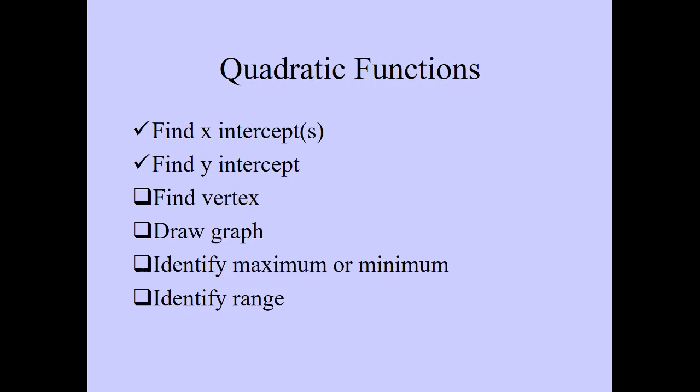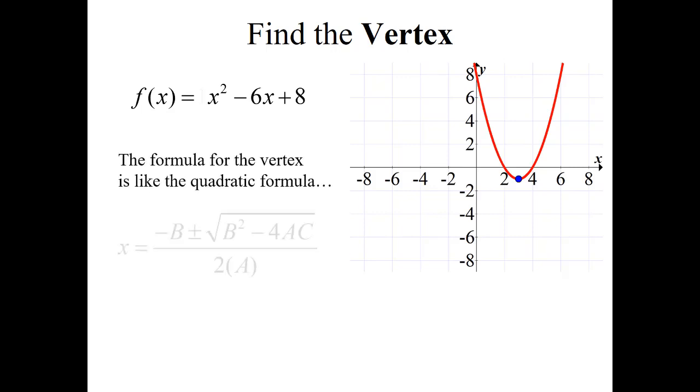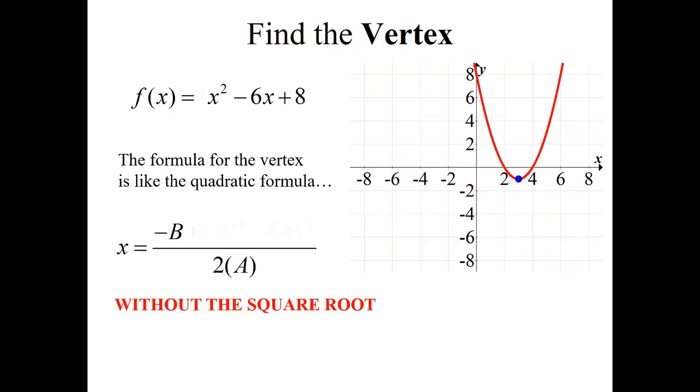Now the vertex is a very important part of a quadratic function. The vertex is the lowest or highest point on a graph, depending upon what the graph looks like. To find that, we have sort of a magic way of doing it. We take the quadratic formula without the square root part, and that gives us a formula for the vertex. There is a formula for the vertex on the formula sheet that you use on all your tests.